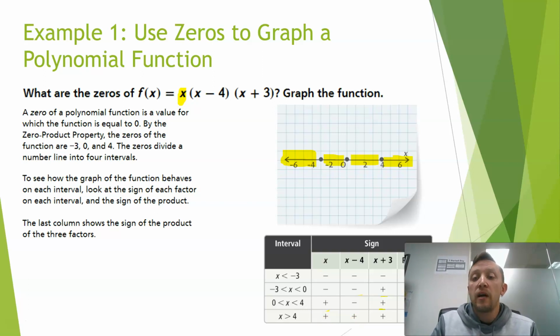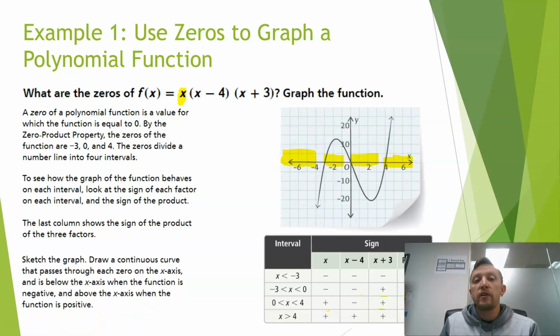So this column here, as far as what the products are, tells me that in that interval from negative infinity to negative 3, my graph would be negative. My graph would be below the x-axis. From the interval from negative 3 to 0, my graph is going to be positive. And from 0 to 4, my graph is going to be negative, so it's going to be below the line. And from 4 to infinity, it's going to be positive, so it's going to be above the line. So then we can sketch a graph of what it might look like.